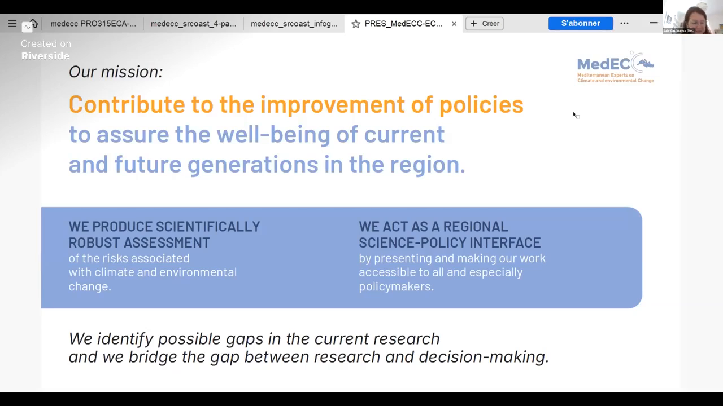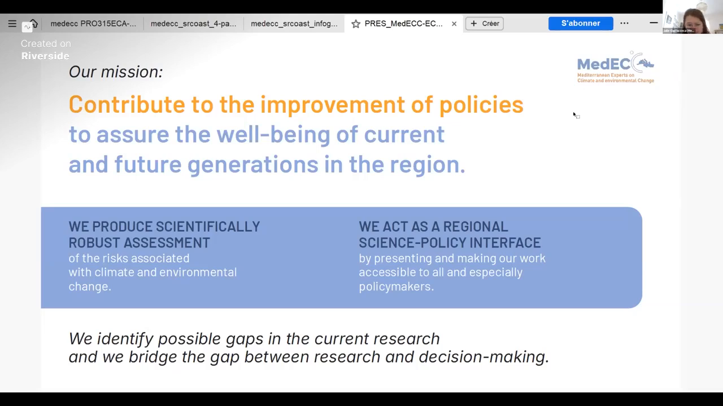with a robust process inspired by the IPCC process. And we try to act as a regional science policy interface by presenting these results of the assessment to the policymakers and the general public when we can. And we try to have all the key results accessible. So we work on how we are going to present them.